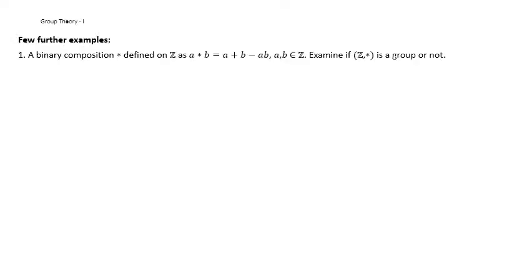Let us do some examples. Suppose a binary composition star is defined on Z as A star B is like this. Examine if Z with star is a group or not. First we show that it is commutative. It is of course commutative because what is A star B? It is A plus B minus AB. We can also write this as B plus A minus BA, which is B star A. So A star B is equal to B star A, therefore this is commutative.